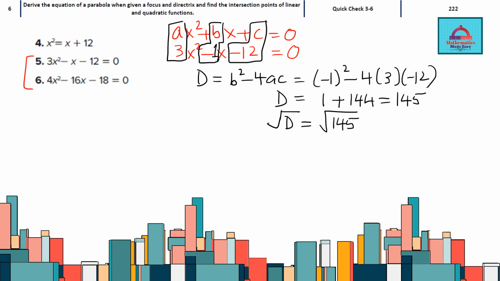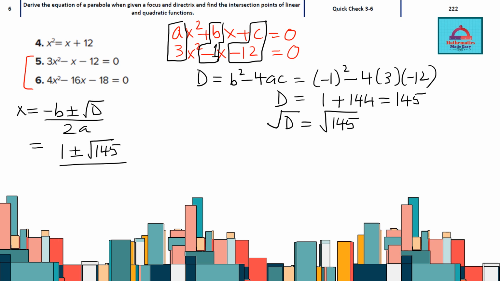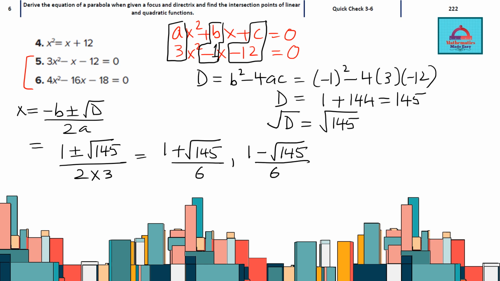So now we apply the quadratic formula, minus b plus minus square root of d over 2a. Plug in the values. B is minus 1, so minus of b will be plus 1, plus minus square root of 145 over 2 times a. So this is going to be 1 plus square root of 145 by 6, and the other one will be changing the sign, negative. So now you can simplify, use your calculator.